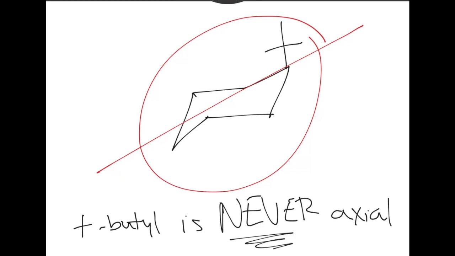Tert-butyl can never be axial. It is too big to be axial ever. So you never draw a cyclohexane with an axial tert-butyl group.